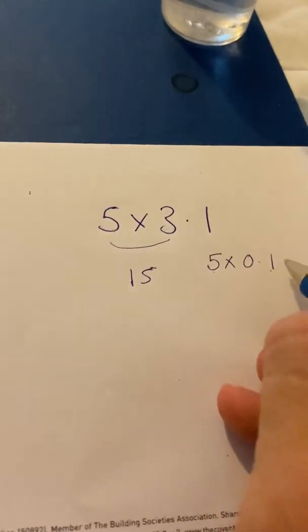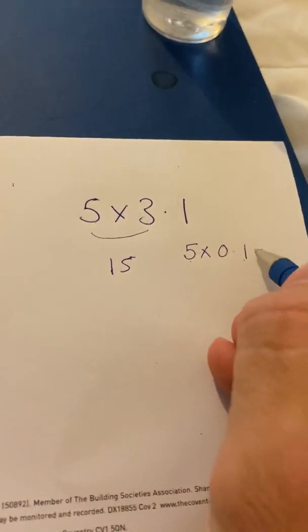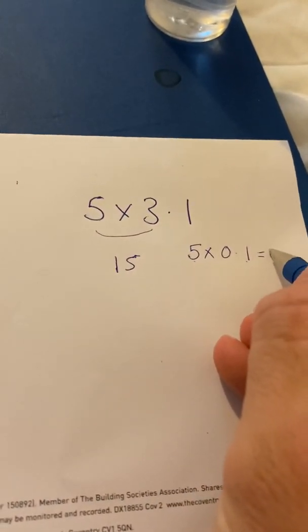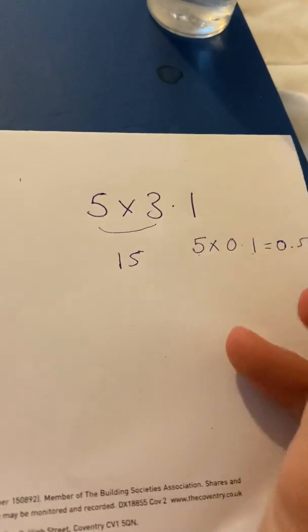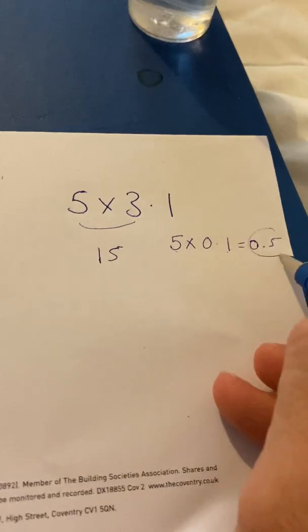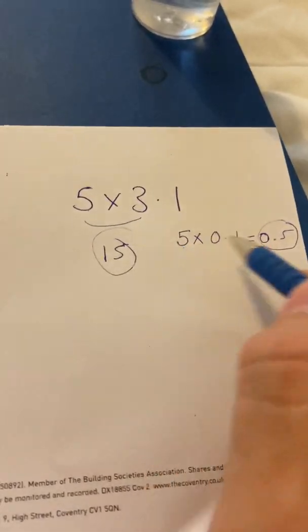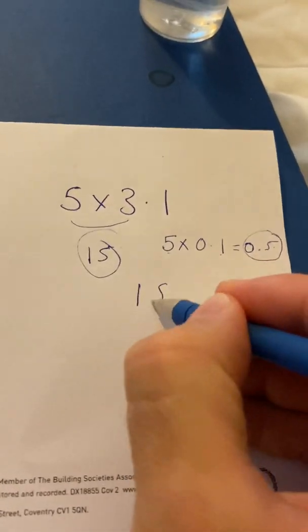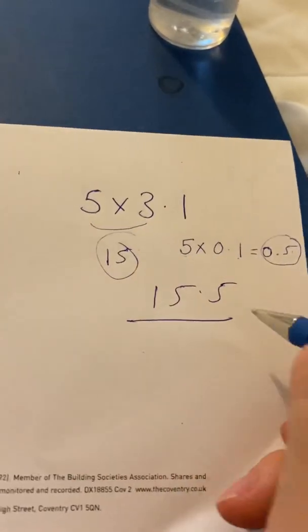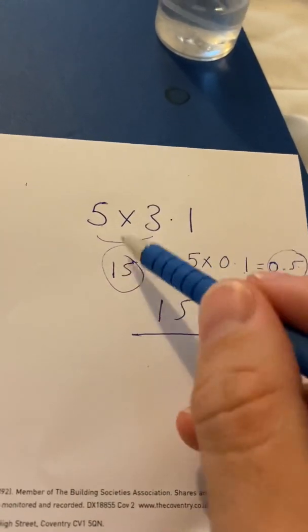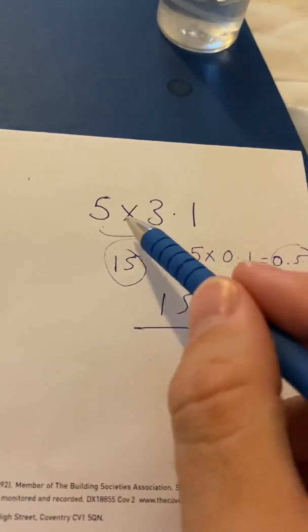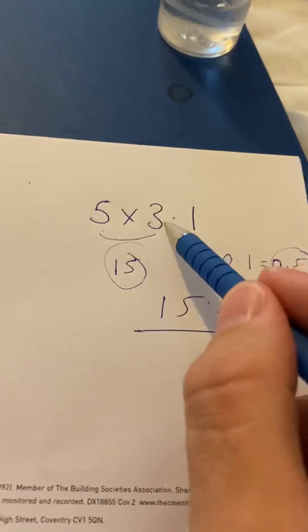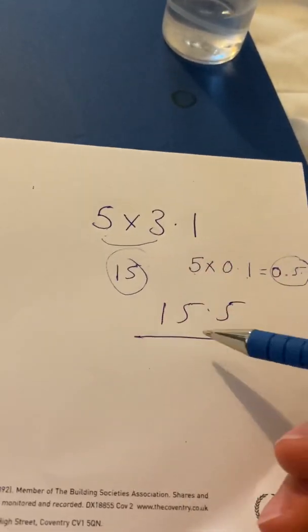Now I know 5 times 1 is 5, so I know this is 10 times less, so it's going to be 0.5. So my two parts are 15 and 0.5. So my answer is 15.5. I know this as well because 3.1 is slightly bigger than 3, so I know the answer is going to be between 15 and 5 times 4, which is 20. So this is spot on.